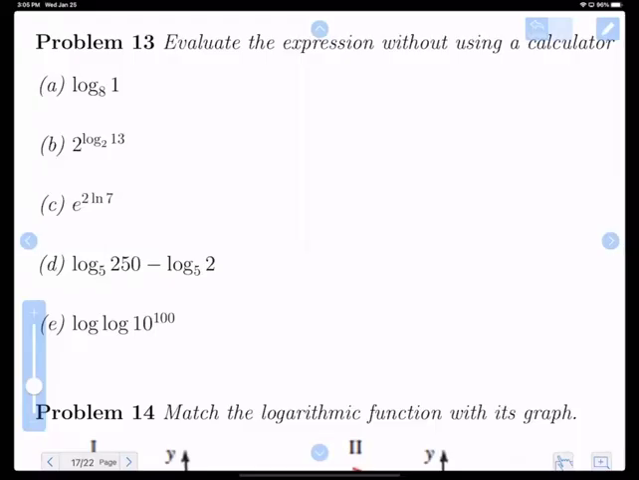Number 1, part A. Log base 8 of 1 is 0. No matter what base it is, log of 1 is always 0. 2 to the log base 2 of 13. I got 13 also. 13, very good. Who answered, Alina or somebody else? Alina, okay. E to the power 2 ln of 7. Did somebody say 7?